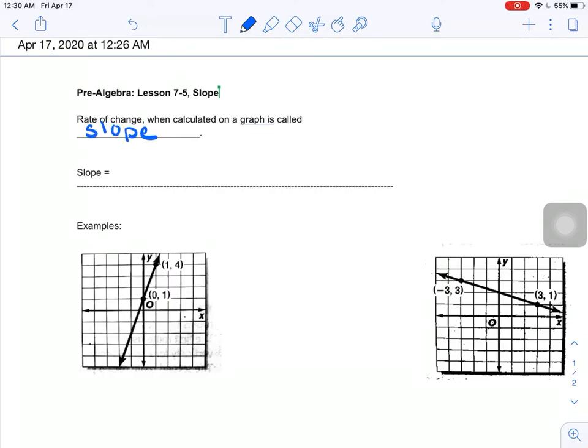So slope is really the same thing as rate of change. It's situational. When it's on a graph, we call it slope. When it's in a table or in a situation, we call it rate of change. So we already know from yesterday that the slope, also known as the rate of change, is the ratio of the vertical change over the horizontal change.